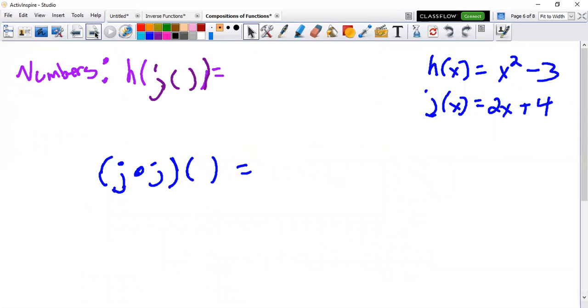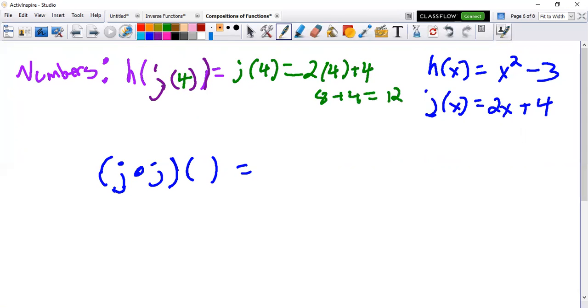All right, one more example. Now I've got h of x and j of x. h of x is x squared minus 3. j of x is 2x plus 4. We're going to start with h of j of a number. I'm going to pick the number. I told you to keep it kind of low during class, so I will go with 4. h of j of 4. I have to start by calculating j of 4. Plug it in here: 2 times 4 plus 4. 2 times 4 is 8, plus 4 is 12.